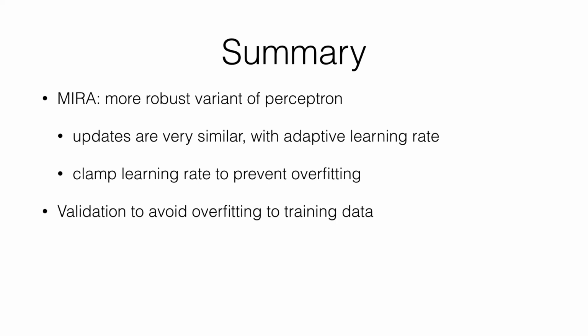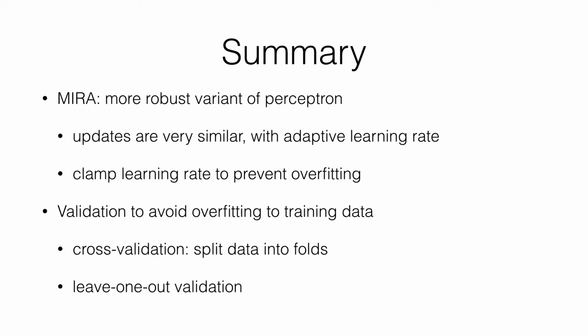Then we talked about validation, which is a general methodology to help you avoid overfitting to training data. And I talked about the variant of validation where we do cross-validation, where we do multiple folds of validation. We split the data not just once, but many times, so we get multiple estimates of our performance. And the extreme example of that is leave one out validation, where our folds consist of training on n minus one examples and validating on just one example.